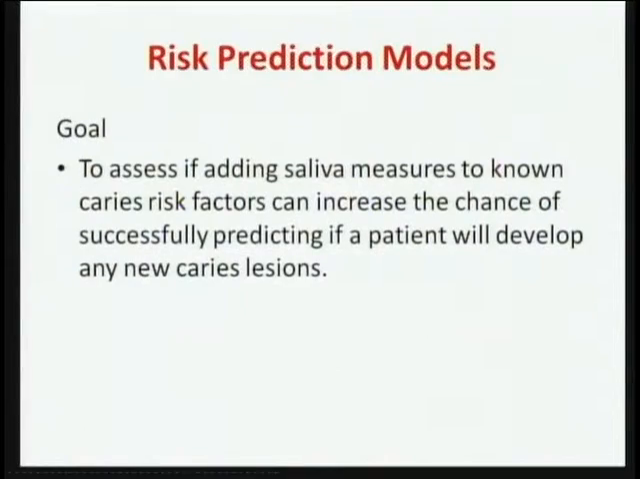So this is where we get into some of the analysis. Our goal was to be able to predict future caries experience and to assess if the salivary measures can predict successfully if the patient will develop new caries lesions. That's the simple objective. All these 6 things that we looked at in the saliva, does any one of them, or perhaps a combination of them, predict future caries experience?